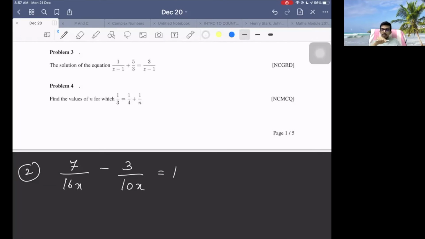Again, when you look at the question, this is not a linear equation because you have x terms in the denominator. It's not acceptable in a linear equation. But this is an equation, and the idea is when you simplify it, after some manipulation, this can be converted into a linear equation.